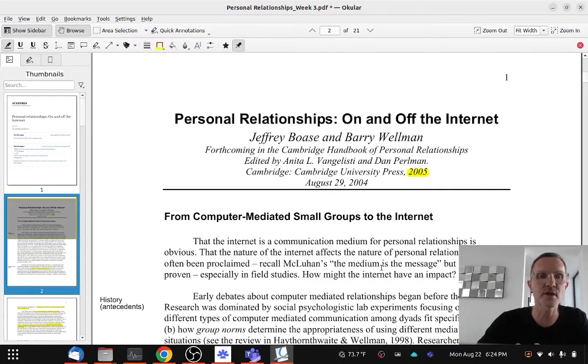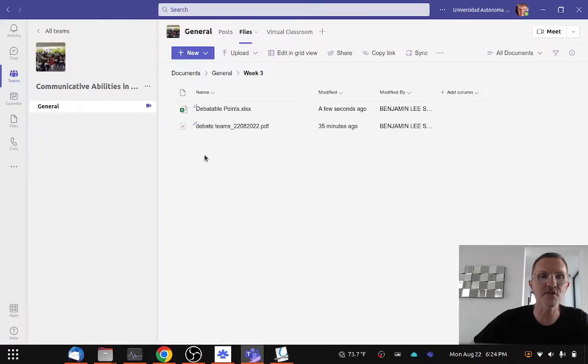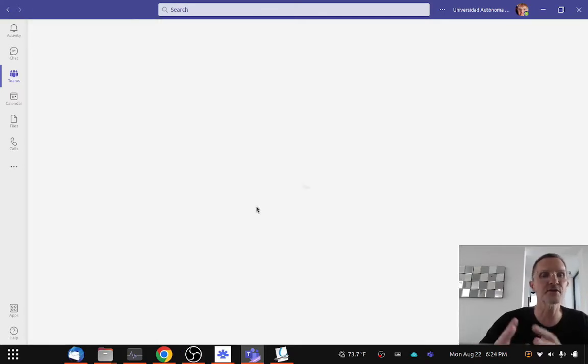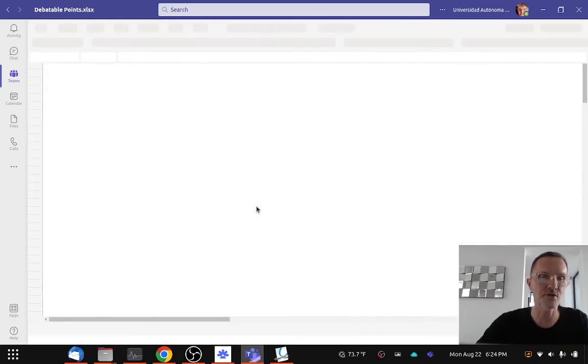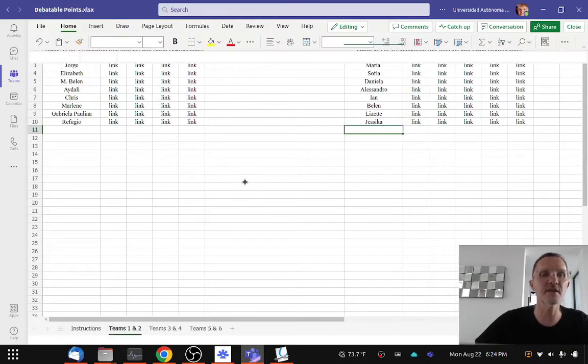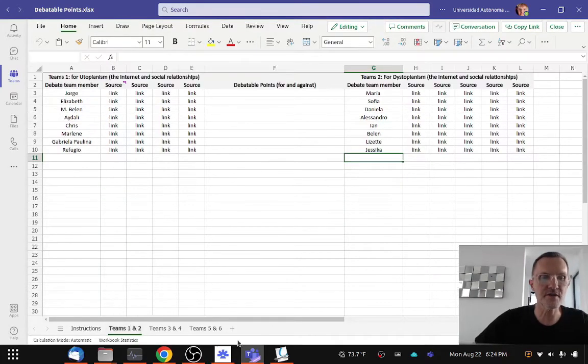So when you're preparing for your debate, I have created teams here, and there's a PDF that lists the teams, but more importantly, there's an Excel spreadsheet that I'd like for us to look at here so that I can better describe how we're going to approach this debate. The first thing you'll notice is that we have six teams, and teams one and two will debate each other, teams three and four will debate each other, and teams five and six will debate each other.